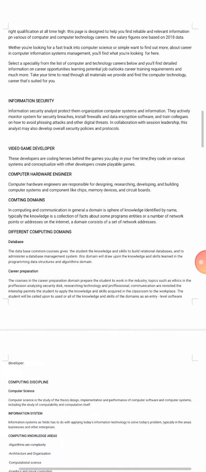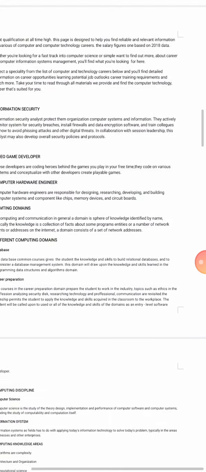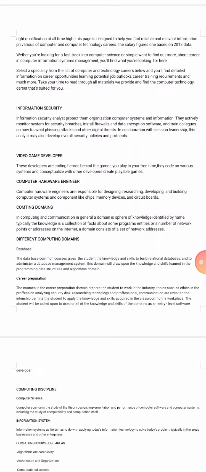Computing domains. In computing and communication in general, a domain is a sphere of knowledge identified by name. Typically, the knowledge is a collection of facts about some programs, entities, or a number of network points or addresses on the internet. A domain consists of a set of network addresses.